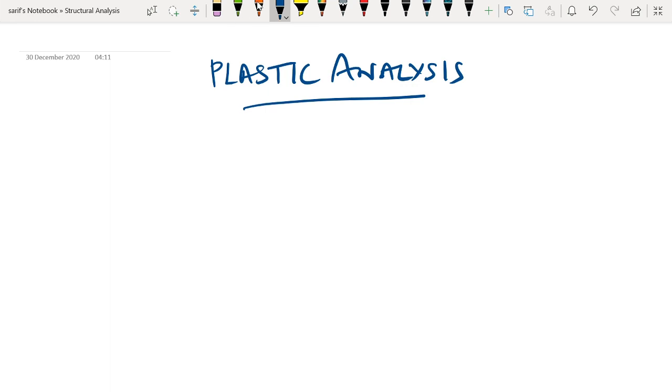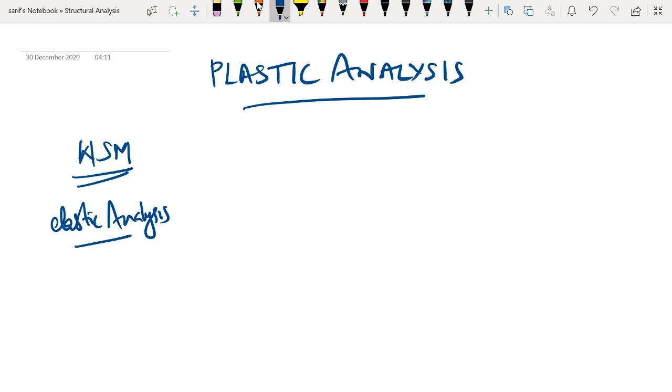The conventional analysis that we have learned till now, we call it the elastic analysis or the working stress method. Okay, what we have learned till now is the working stress method. So what is the basis of the elastic analysis or the working stress method?